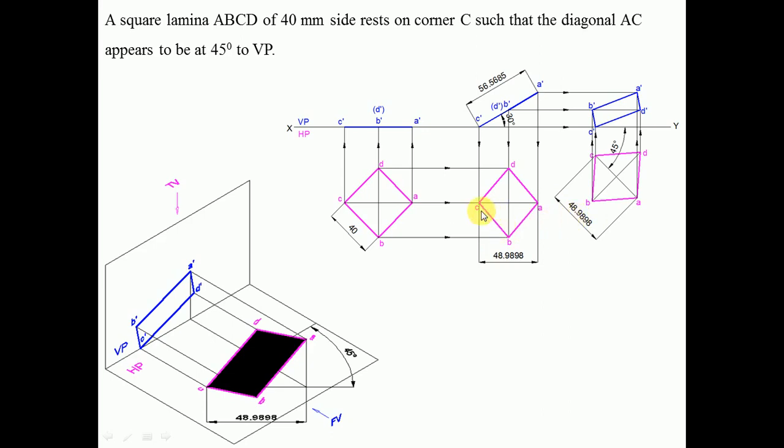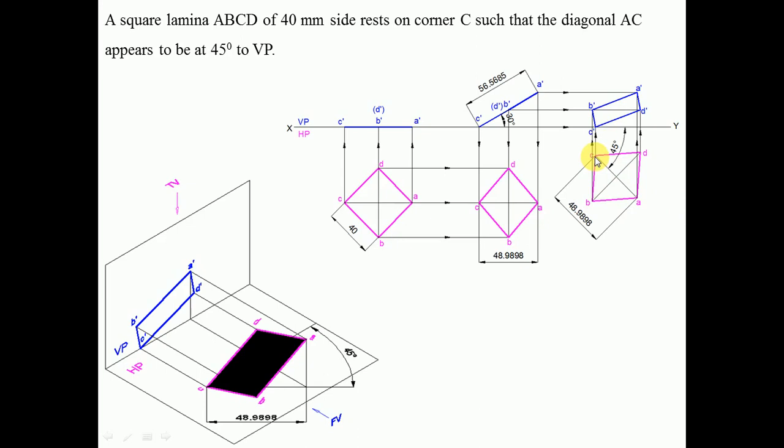Then measure the distance from C to this point, and from C you cut this on this particular line. Since this line is perpendicular to this, through this point you draw a perpendicular to this line CA using the protractor. Then measure the length from this point to B. From this point you cut an arc on B. Similarly, get the point D, then join A, B, C, D to get the square figure.